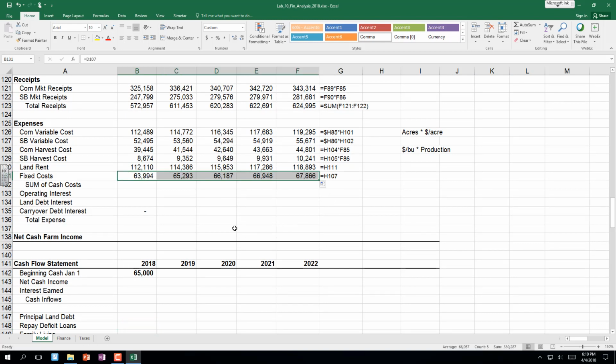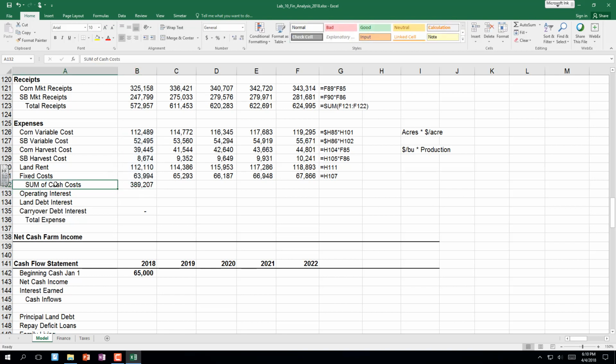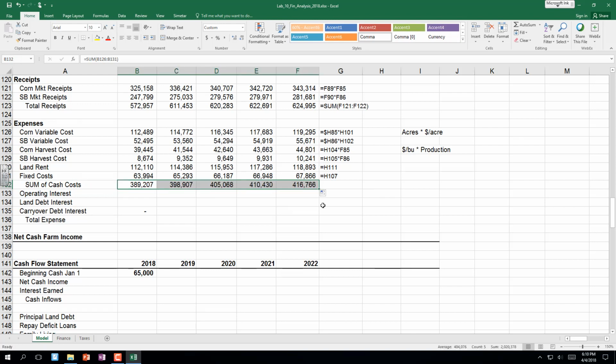Drag that across there. Now I'm going to sum these. So these are my variable and fixed expenses, and it says sum of the cash costs. So these are out-of-pocket cash expenses that you have to plant a crop and harvest it.